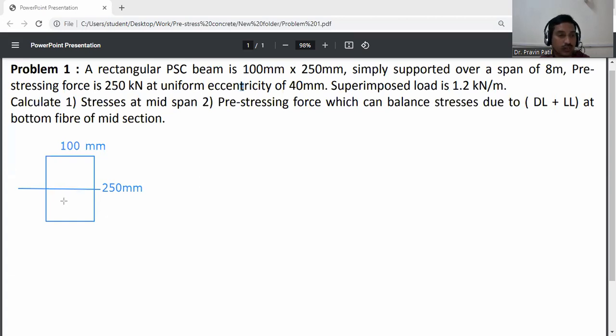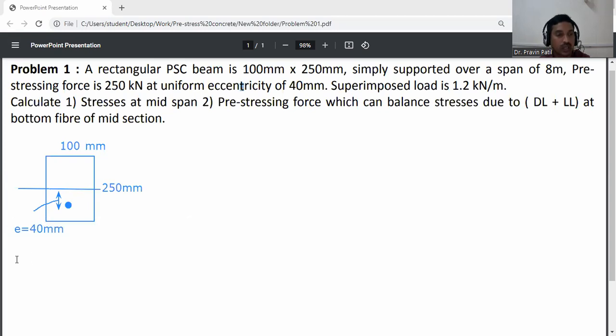Then next one is the eccentricity. This one is the position of the cable wires. How much is the eccentricity? This one is given: e is equal to 40 mm. This distance is given. So this one is a uniform eccentricity, e is equal to 40 mm.